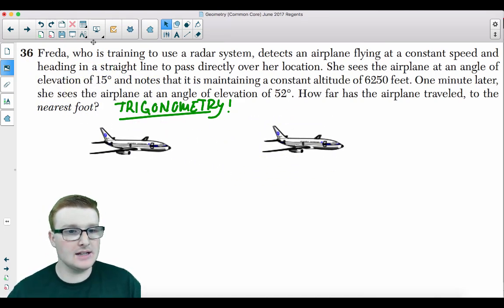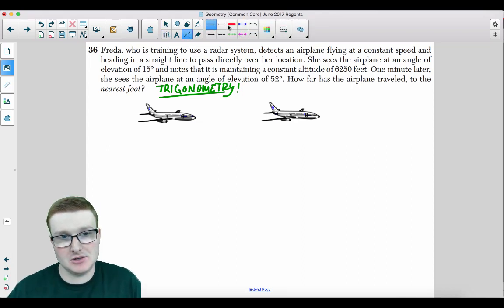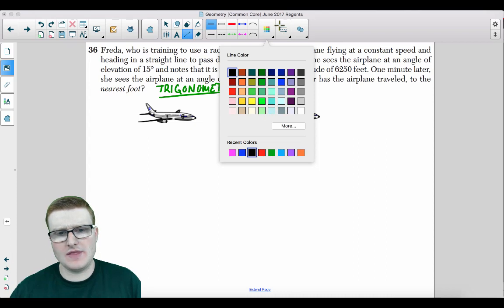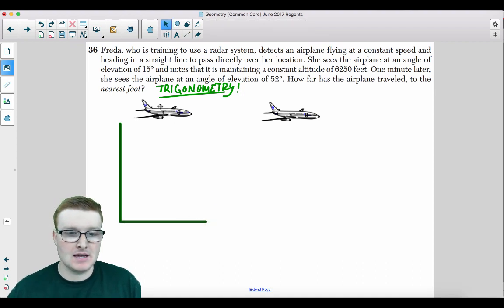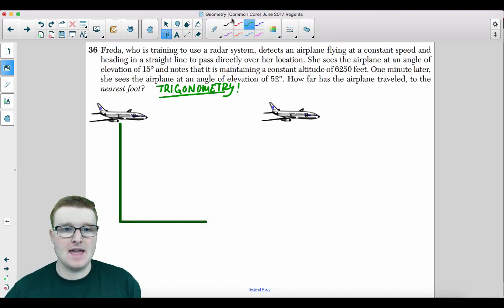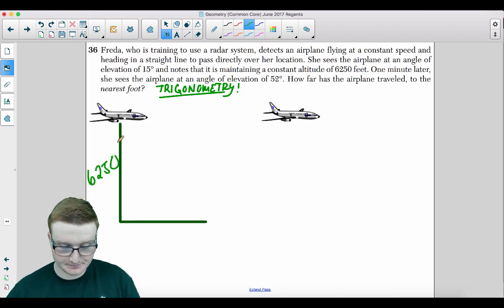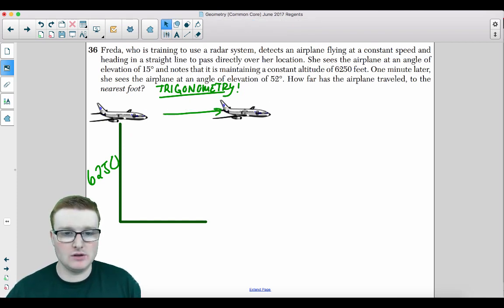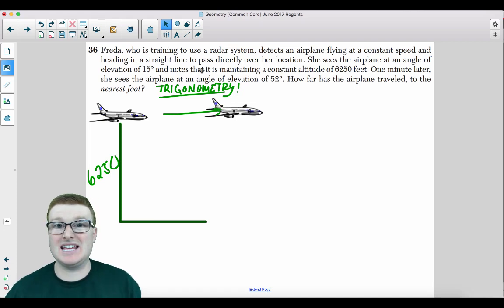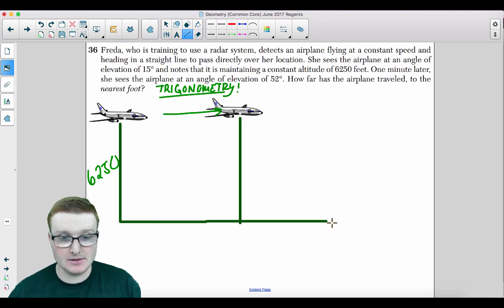So, let's go ahead and draw ourselves 2 triangles. How do we draw the diagram? In my opinion, that was the hardest part of this question, to get the figure going and draw it. So basically, there's an airplane at a starting position, and the height is 6,250 feet in the air. It's traveling in this direction. The plane then all of a sudden is over here when Frida observes it yet again. So that means that it is still the same height, it just traveled a distance.